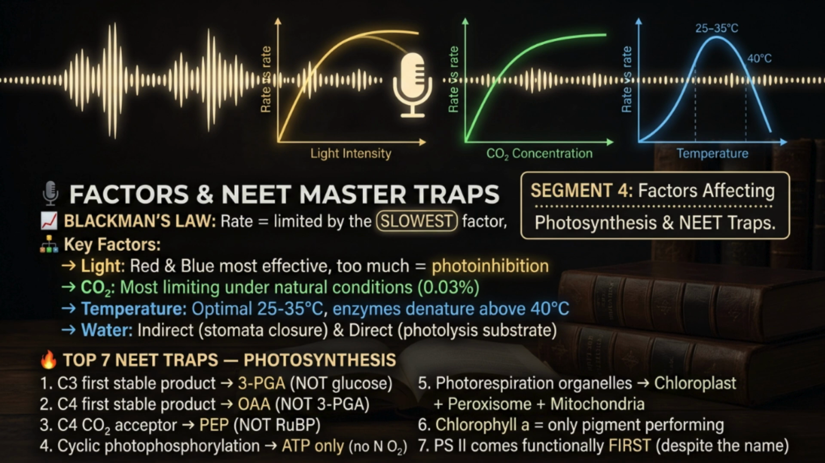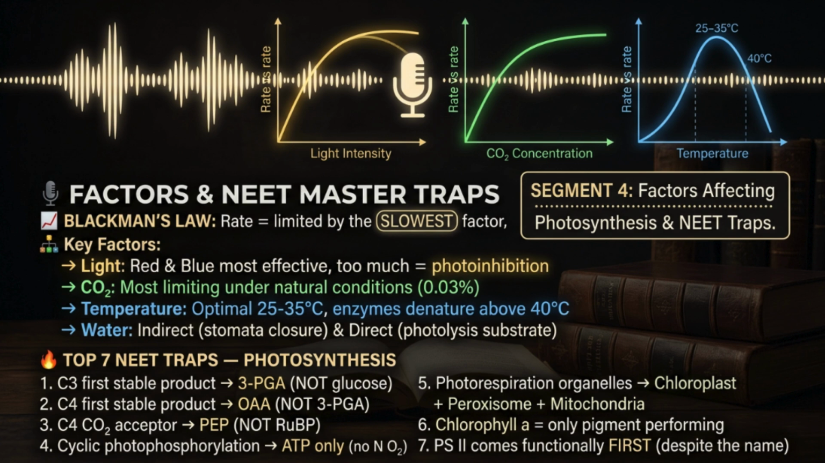Blackman's law of limiting factors states that the rate of photosynthesis at any given moment is limited by the factor present in the smallest relative amount. This seems simple, but NEET tests your ability to apply it in graph-based questions. Light intensity. At low light, rate increases linearly. At the light saturation point, another factor becomes limiting and rate plateaus. Too much light causes photoinhibition.